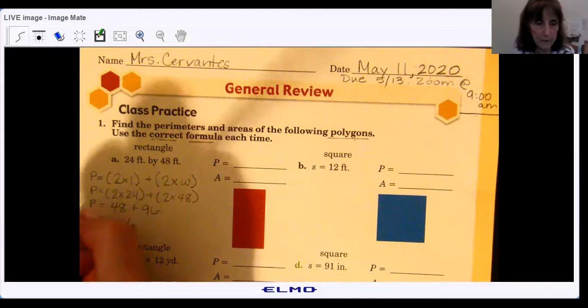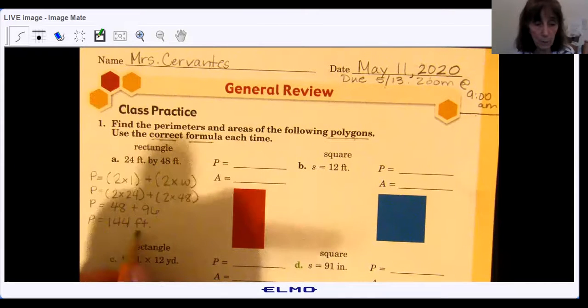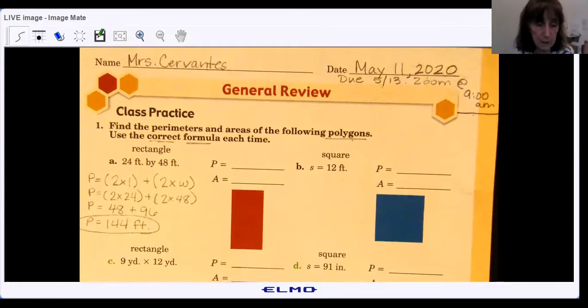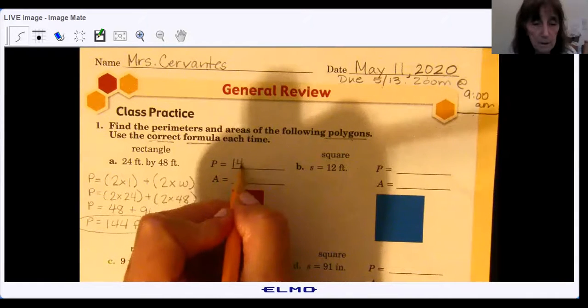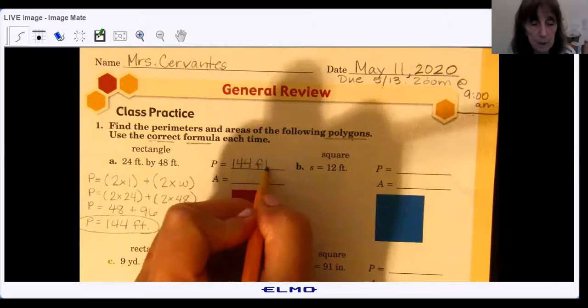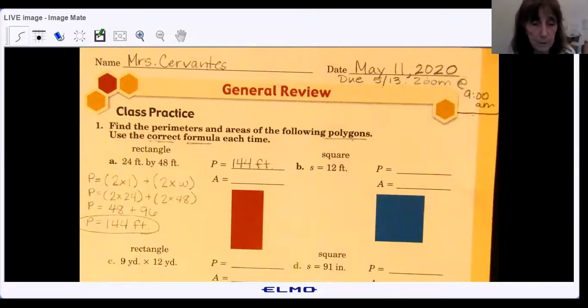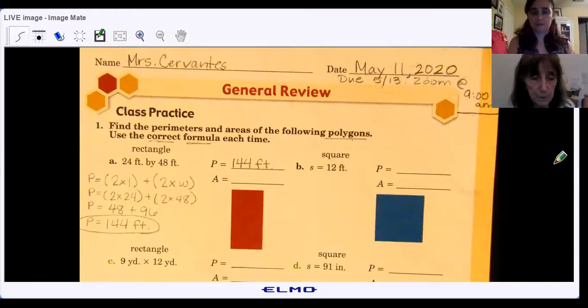You have to label what it is. Do you see what Ms. Cervantes has written out? You have to put that down. You're cutting out pretty bad. Okay. And then we're going to do area for the same figure. So your answer for perimeter is 144 feet.